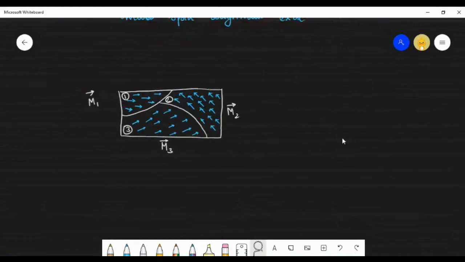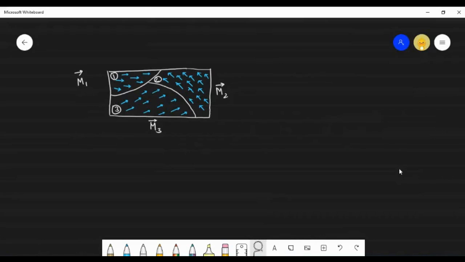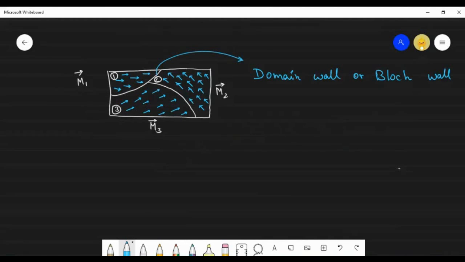When we consider this figure, we have this region separating the domains, which is the domain wall. It is also known as the Bloch wall or domain boundary. It is not a single line or a single atom that separates the domains. It extends over a region of space.